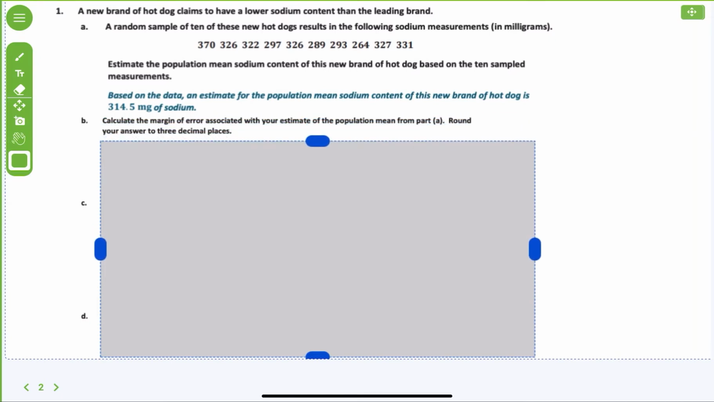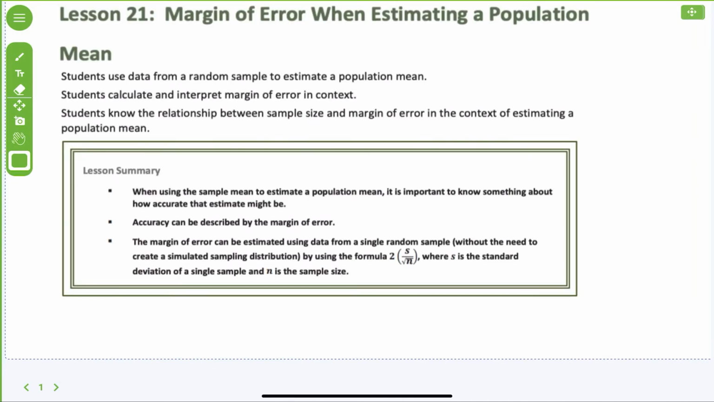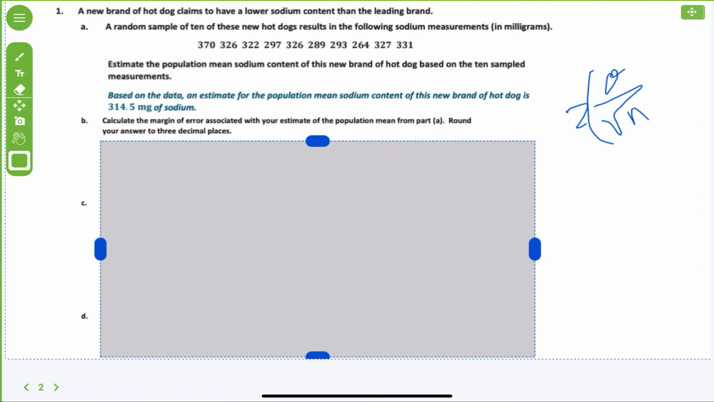Calculate the margin of error associated with the estimate of the population mean from part A, rounded to the nearest 3 decimal places. To find the margin of error, we said we're going to do 2 times the standard deviation over the square root of n. Remember that is right here. Now, we need to know the standard deviation.